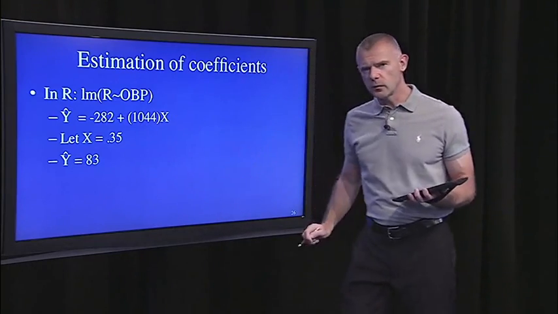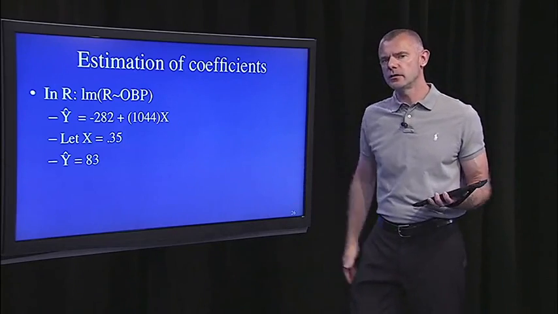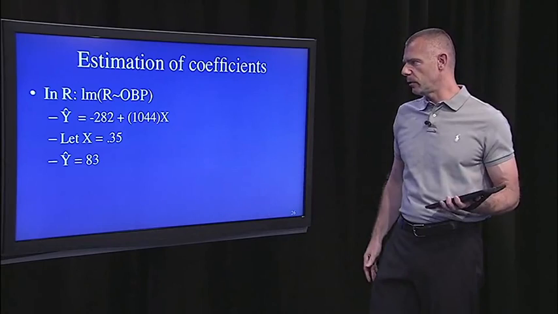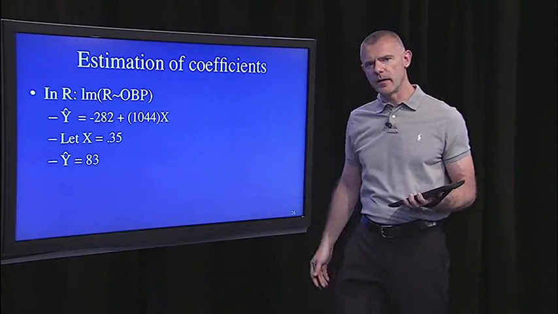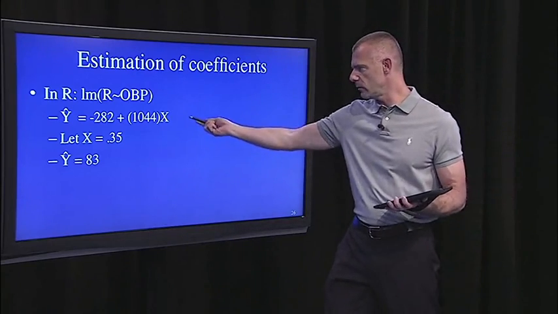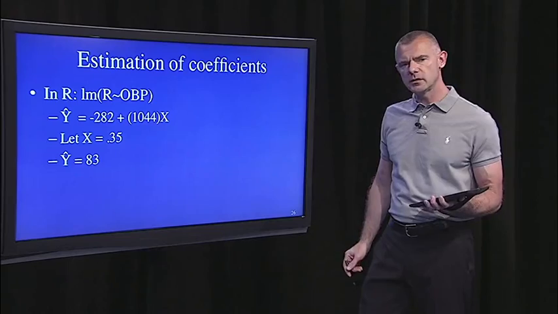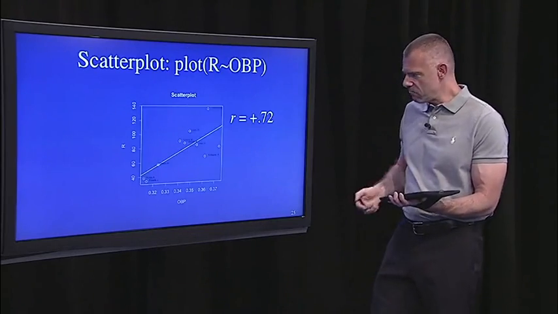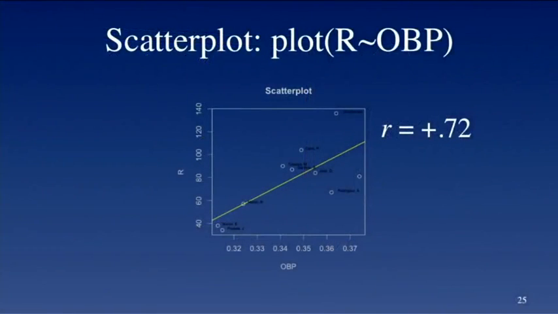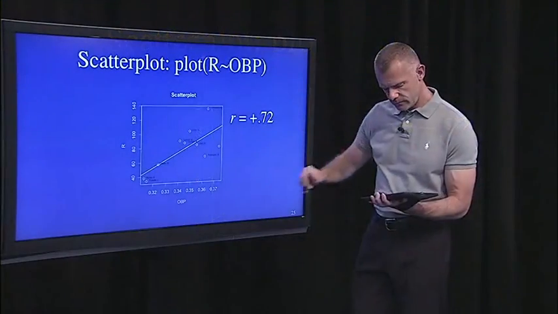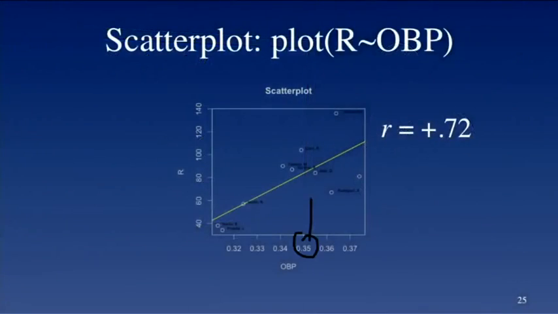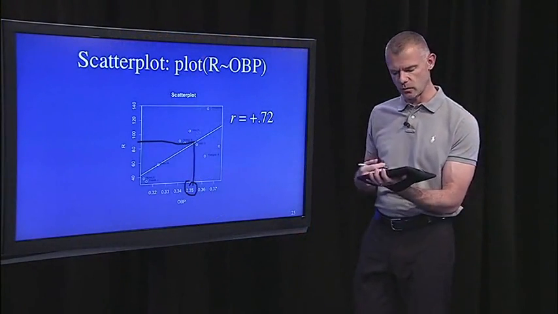If we wanted to get predicted scores on y, then we just plug in values for x. So let's say a player had on-base percentage of 0.350. If I plug that into this formula, 0.35 times 1044 minus 282, I'd get a predicted score of 83. If you go back at the scatter plot, you'd see that's about right. So you get 0.35, here's 0.35. If I go up to the regression line and then over to y, I went a little high, but you get about 83. Okay? And you can do that for any value of x, plug it into the regression equation, get a predicted score on y.